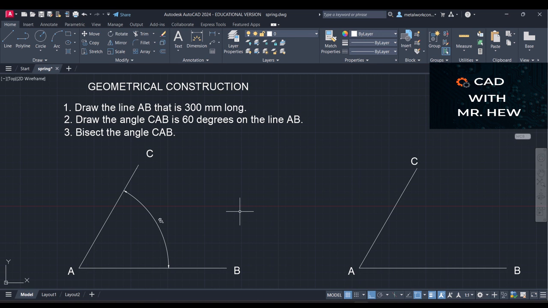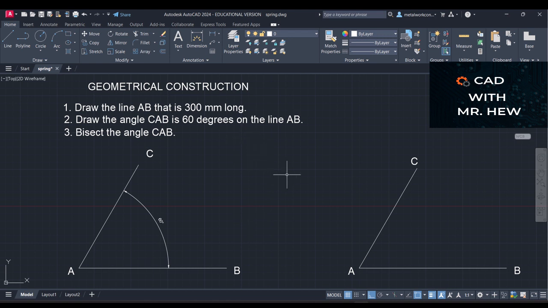This construction can be used in technical drawing, engineering graphics, or mathematics. It's the same geometrical construction that you would have used with your geometry set in your math class. In today's class, we'll be bisecting a given angle. The angle doesn't have to be 60 degrees, it can be any angle.